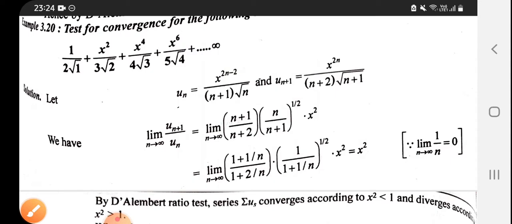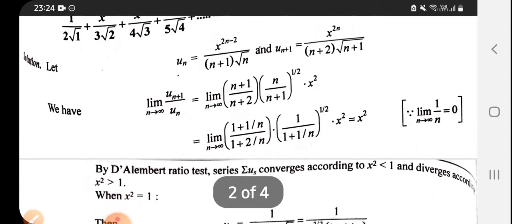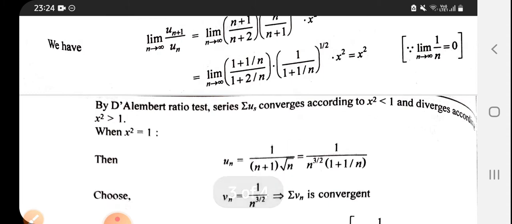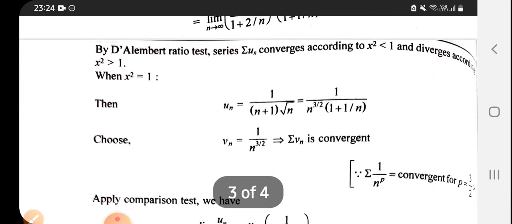and by D'Alembert ratio test, if this x square is less than 1, then the series converges, and if x square is greater than 1, the series diverges, and if x square is equal to 1, we find the ratio.